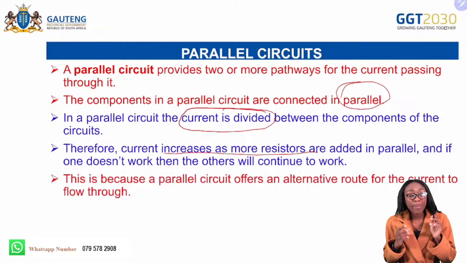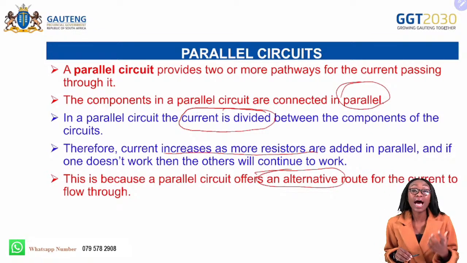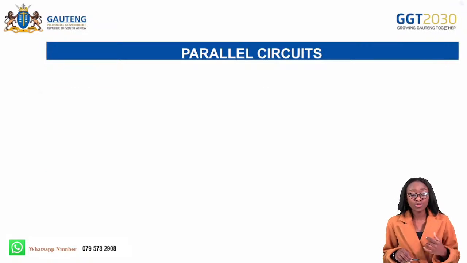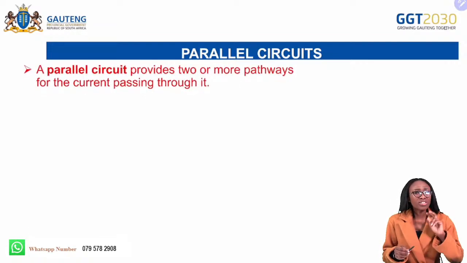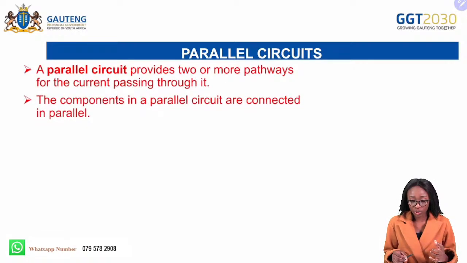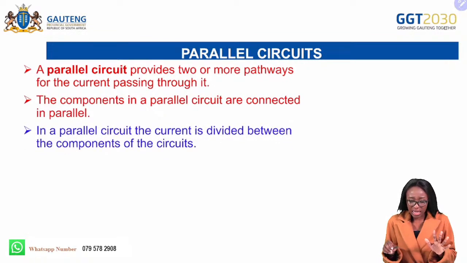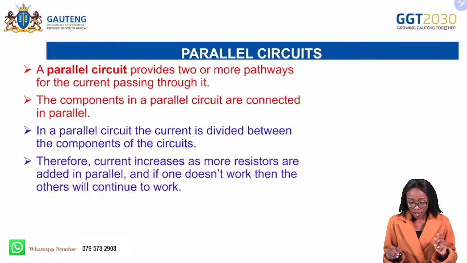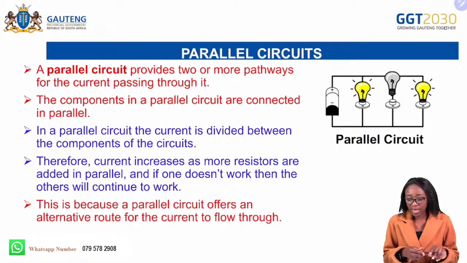This is because a parallel circuit offers an alternative route for the current to flow through. So we are saying that a parallel circuit offers two or more pathways for the current flowing through it. The components are all connected in parallel, and the current is divided between the components in the circuit. So it increases. Now let's look at this diagram that I have with me here.